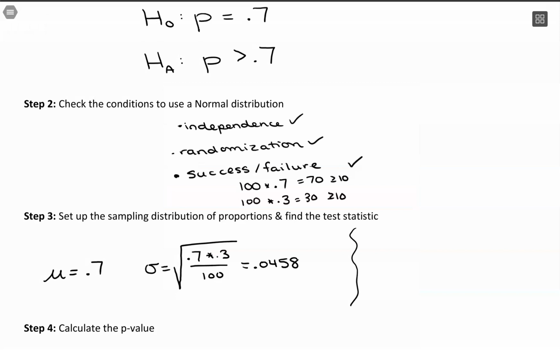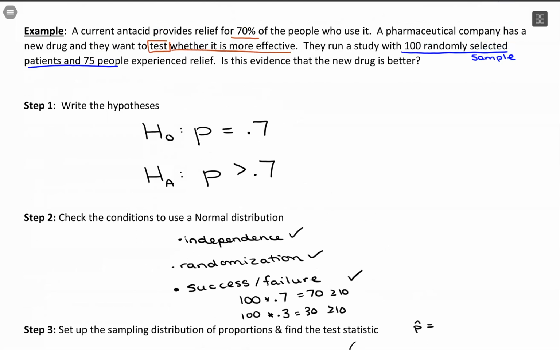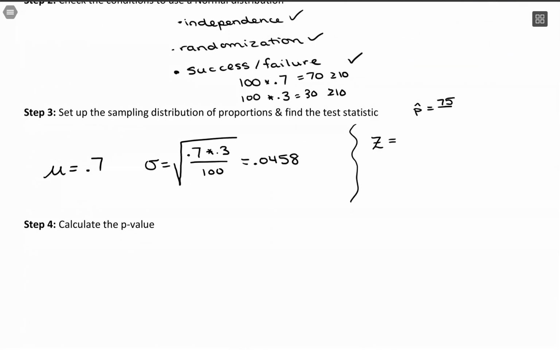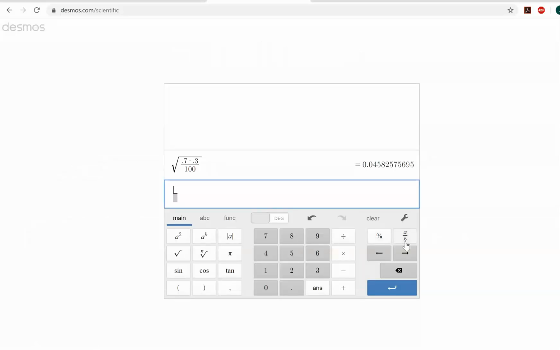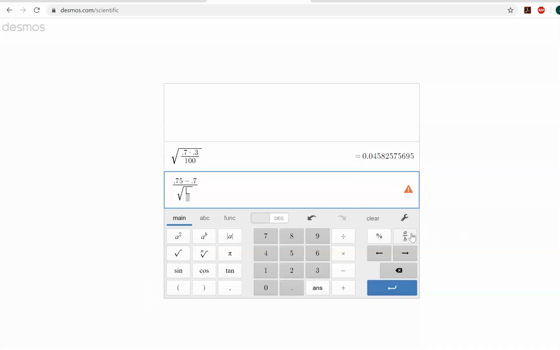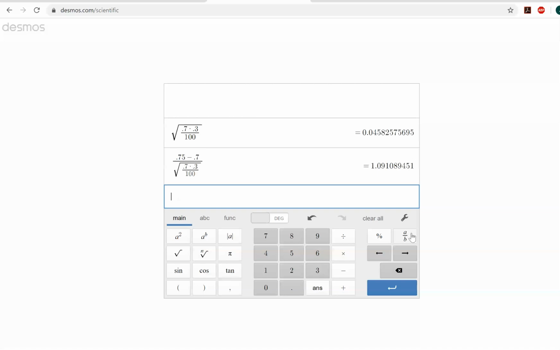Then if we needed our test statistic, that's our z-score, that'll come from taking our sample proportion. Our sample proportion, they told us, was 75 out of 100, so 0.75. So for our test statistic, we're going to take that 0.75 minus our mean over our standard deviation. And we'll plug in all of that at once for accuracy. So our test statistic, let's go ahead and separate 0.75 minus 0.7 over our square root and fraction and plug everything in. And that'll be 1.0911.